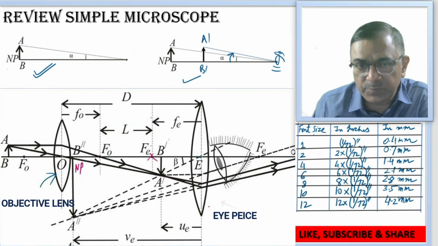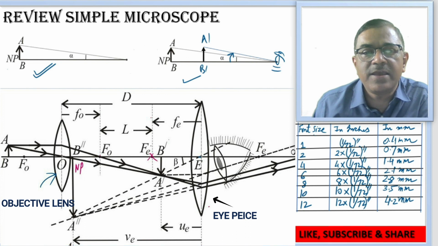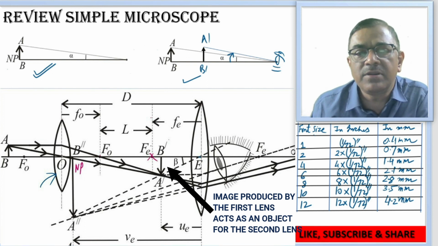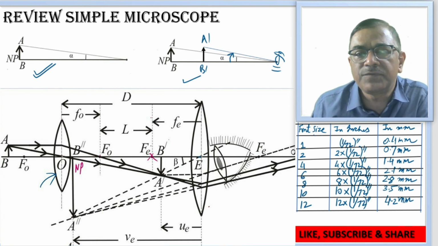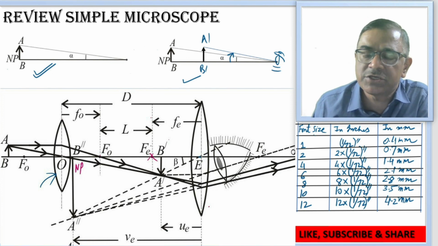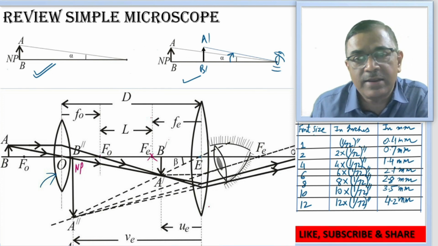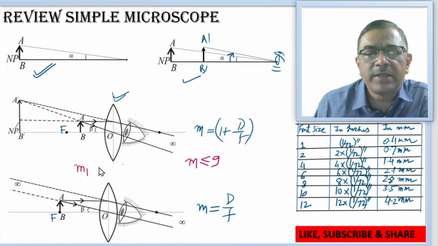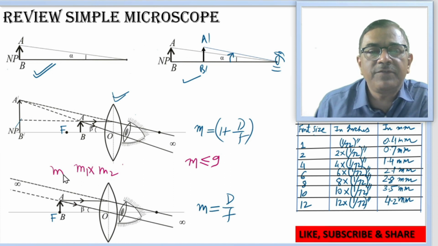A compound microscope necessarily has two lenses. The image produced by the first lens acts as an object for the second lens, and hence the magnification produced by the combination of the two lenses is the product of the magnification produced by the individual lenses. This is what I am going to show in detail. Thus, if the magnification produced by the first lens is m1 and by the second lens is m2, then the total magnification produced by both lenses is given by this expression.